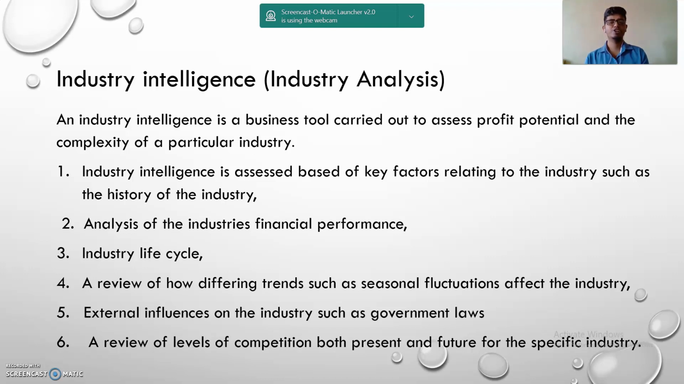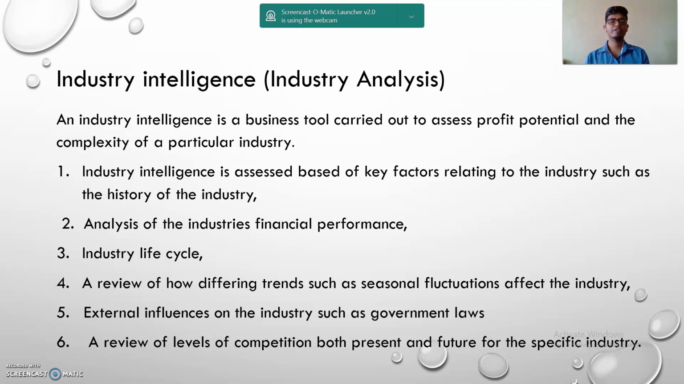Okay, then review how different trends such as seasonal fluctuations affect the industry. So seasonal fluctuations definitely affect the industry. Let's say it's the infrastructure industry, the seasons will definitely affect it. Let's say it's telecommunication, the rainy season will affect it. So we need to analyze the effect of seasonal fluctuations on the industry.